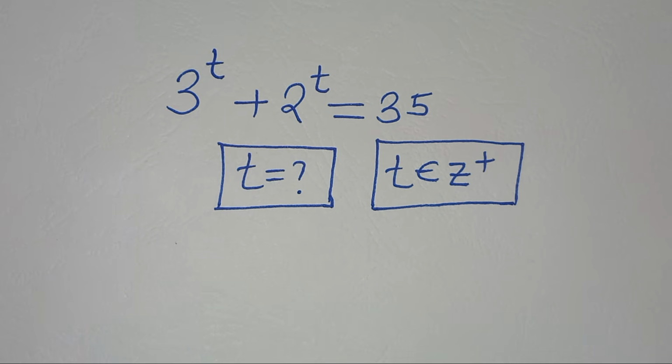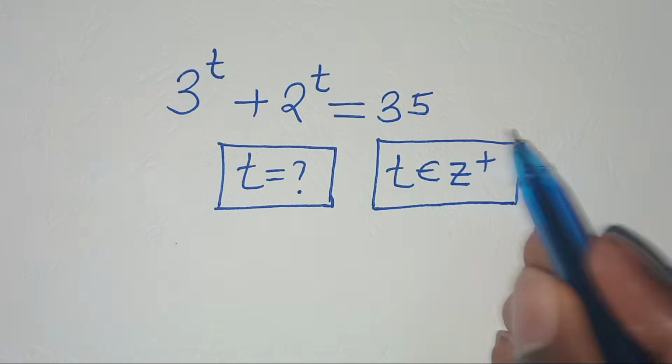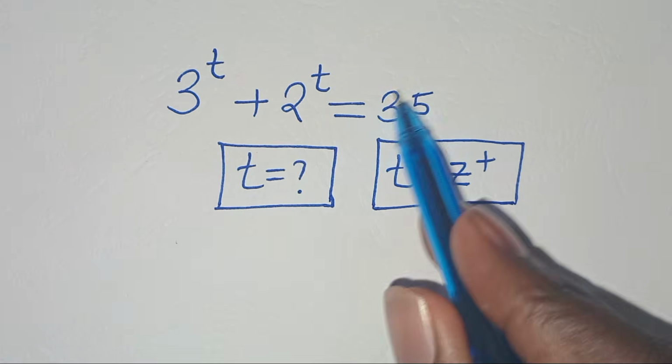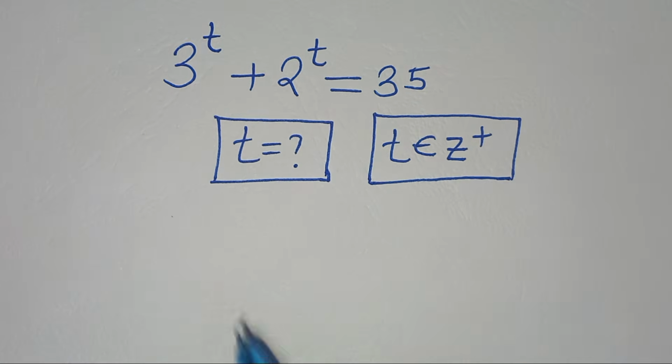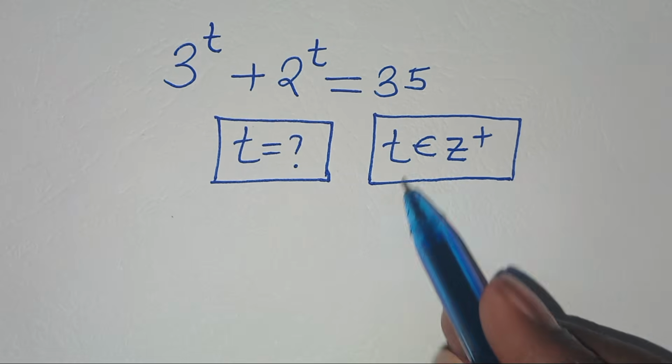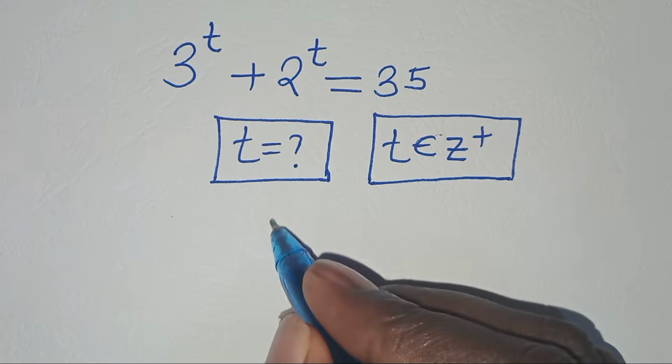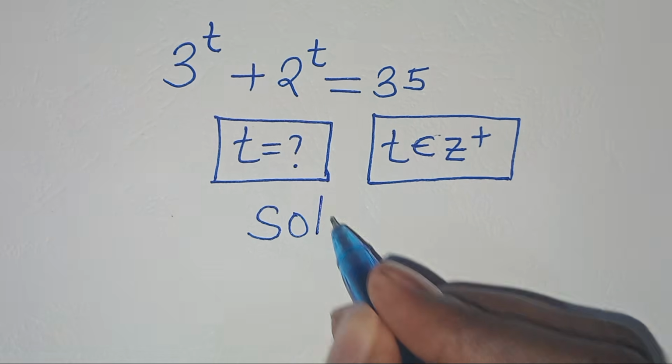Hello everyone, you're welcome to solve this nice math problem: 3 to the power of t plus 2 to the power of t is equal to 35. What is the value of t, given that t is an element of the positive integers? Now let's provide a solution from here.